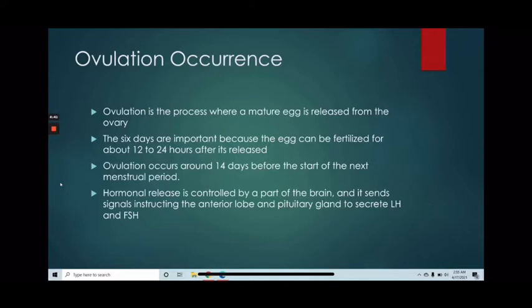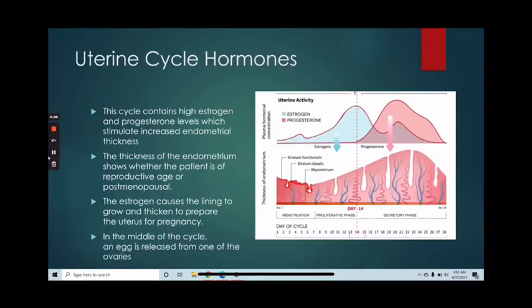As for the hormonal release during ovulation, the menstrual cycle is controlled by the hypothalamus, which sends signals instructing the anterior lobe of the pituitary gland to secrete LH and FSH. The uterine cycle contains the hormones estrogen and progesterone, whose levels stimulate increased endometrial thickness. Depending on the thickness of the endometrium, it shows whether the patient is of reproductive age or postmenopausal, which is the period of time after a woman has not bled for an entire year.